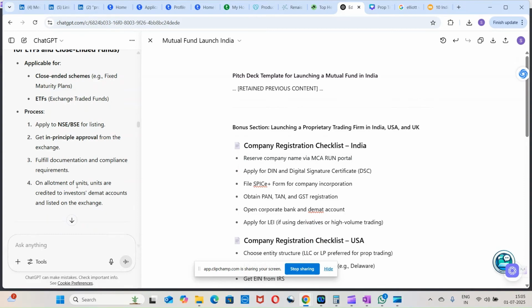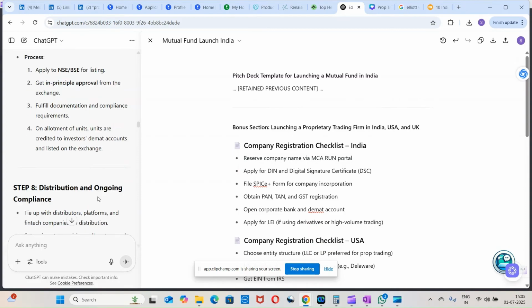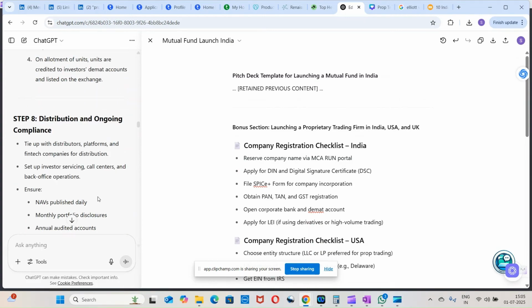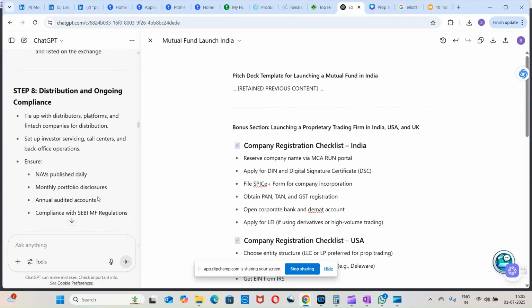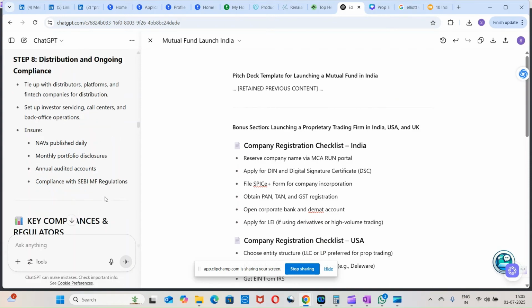Then on allotment, the units are credited to investors' demat accounts and listed on the exchanges. Once units are created and listed, then distribution and ongoing compliance come in. You need to tie up with distributors, platforms, and fintech companies for distribution. Set up investor servicing, call centers, and back office operations. Ensure NAVs, net asset values, are published daily, monthly portfolio disclosures are done, annual audited accounts are prepared, and compliance with SEBI mutual fund regulations is maintained.